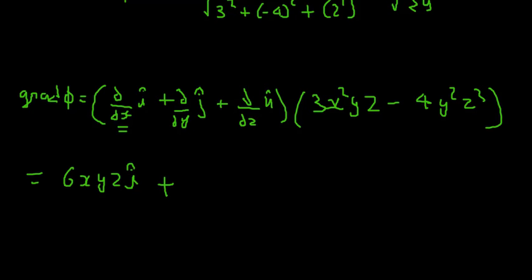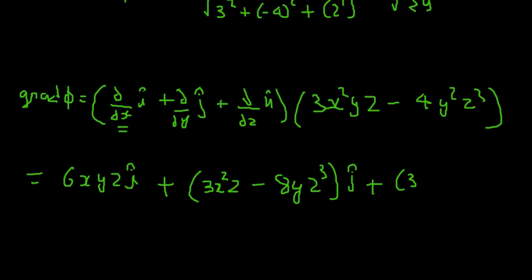Plus, when we differentiate with y, it will be 3x square z, which is constant, minus 8yz cube, and the same with z, it will be 3x square y minus 12y square z to the power 2. So that is the value of gradient of phi.